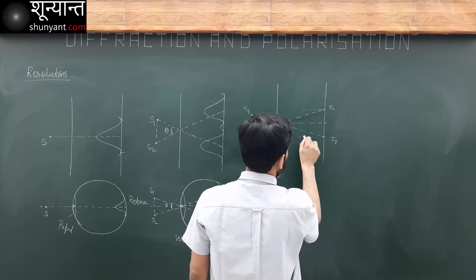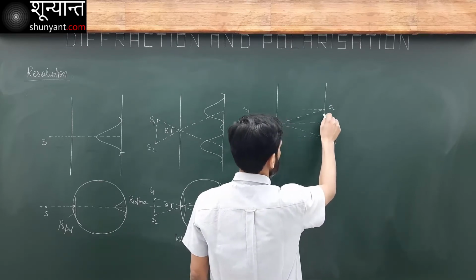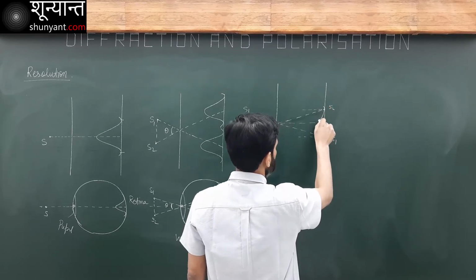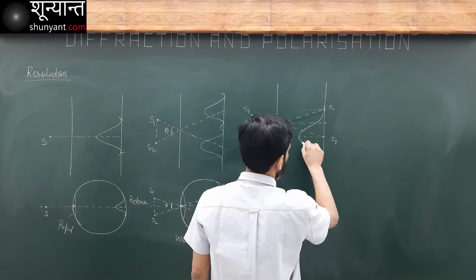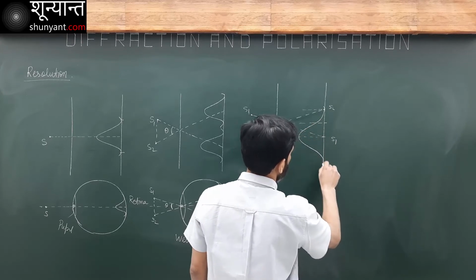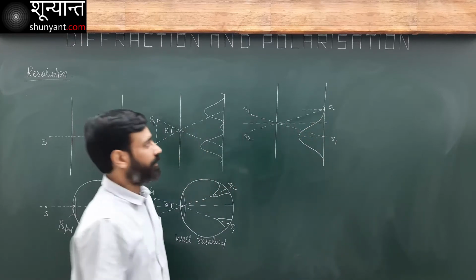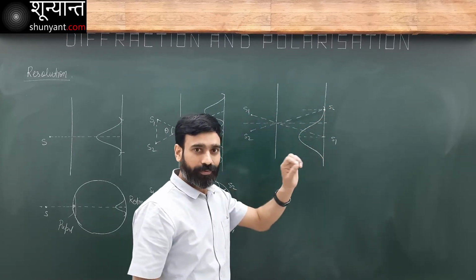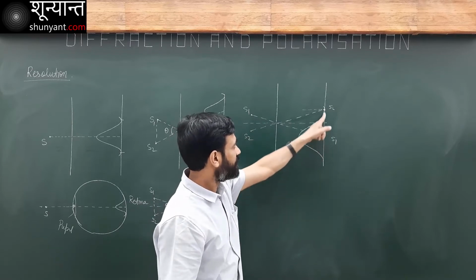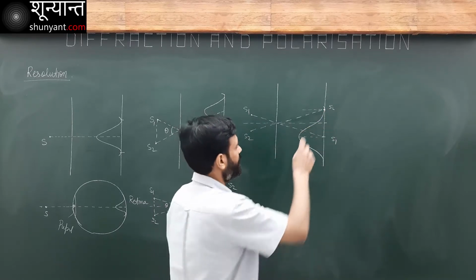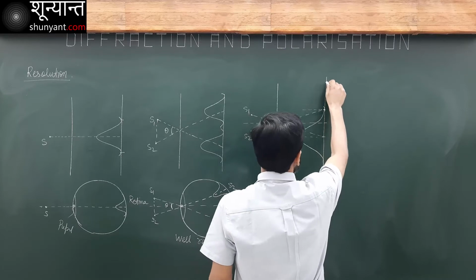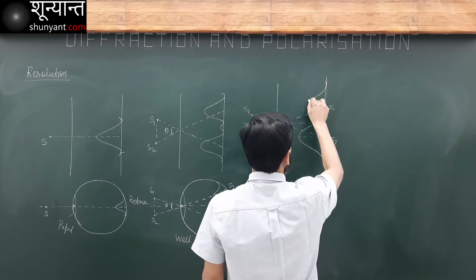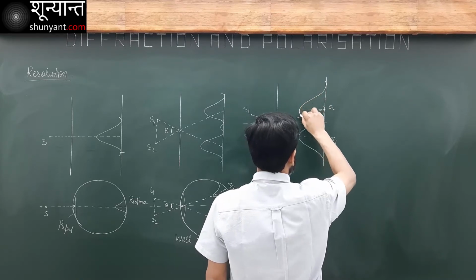Now the diffraction pattern of the first one forms such that this is its maxima, and this is the minima. This is the pattern of S1. This is the maxima, and this is the first minima. Now the maxima of the second falls here on the minima of the first.